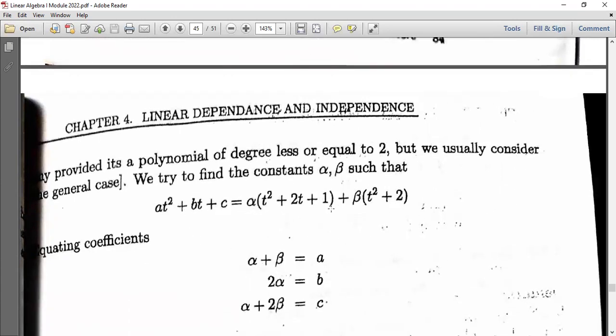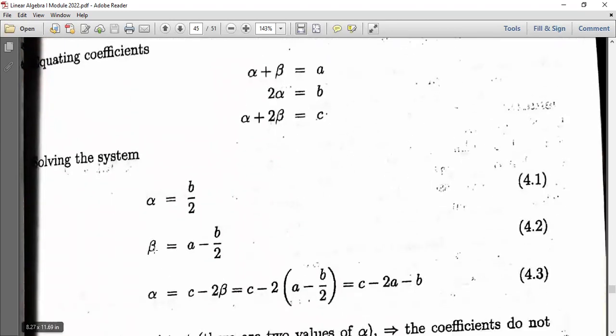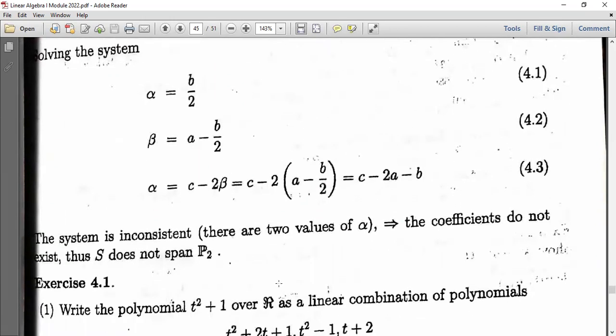So we write it as a linear combination. Then we generate a system here. And when we solve this system, alpha is b over 2, beta will be that. So it means this system is consistent. Alpha is this, beta is this.